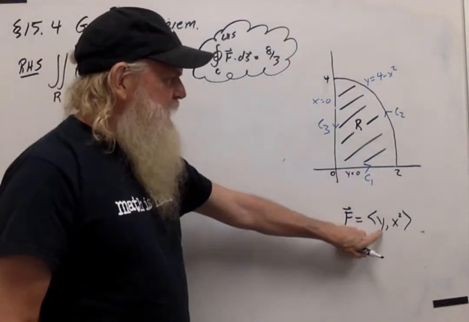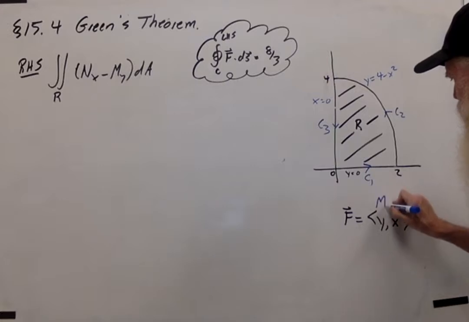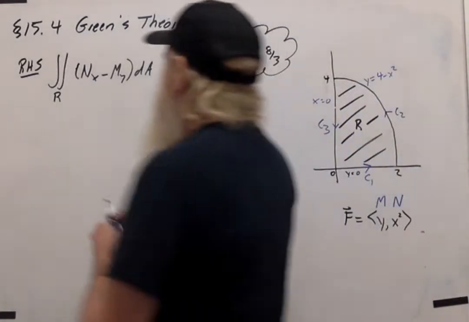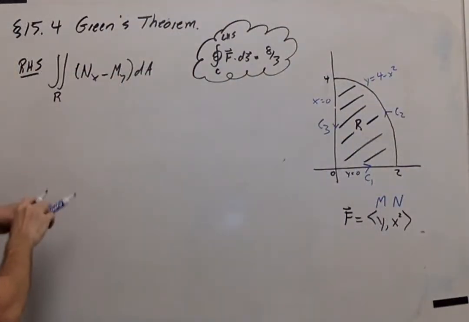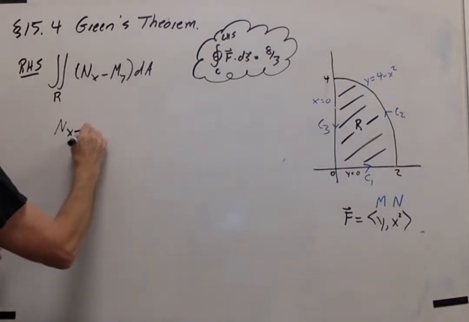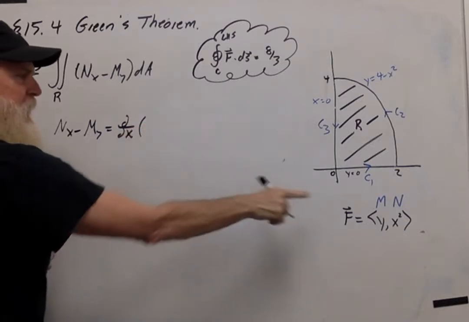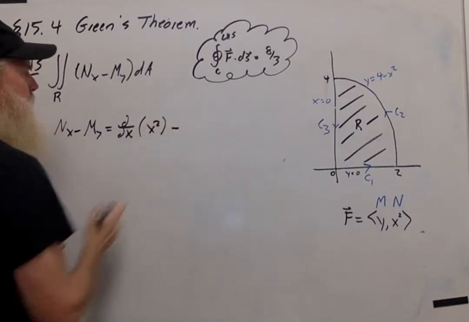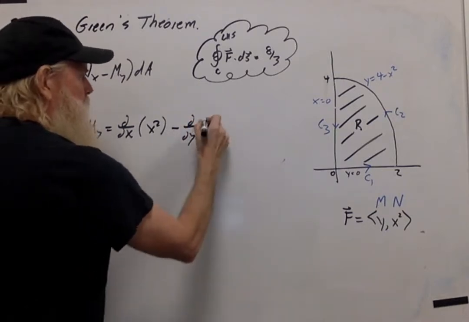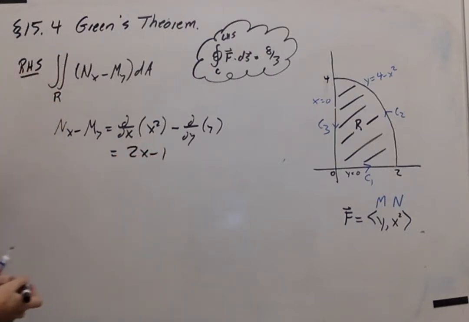Now the vector field F is given by y comma x squared. And remember that we refer to the first component as M and the second component as N. So on the right side of Green's theorem, where we take dN/dx minus dM/dy, that'll be the derivative with respect to x of N, which is x squared, minus the derivative with respect to y of M, which is y. So that's 2x minus 1.